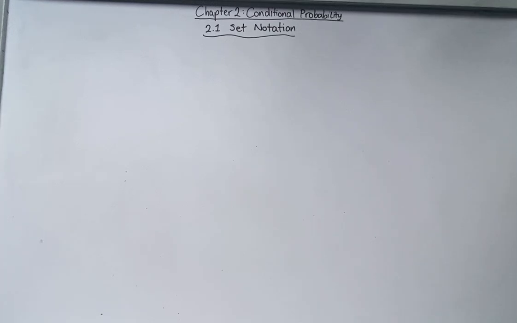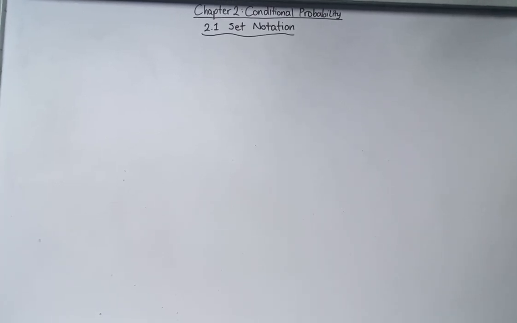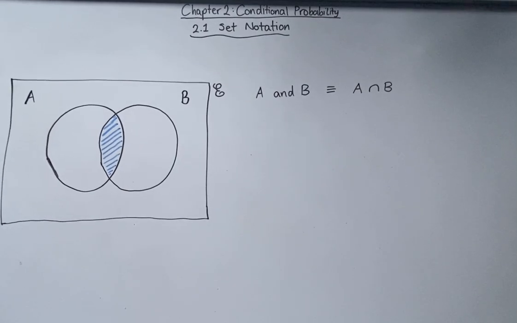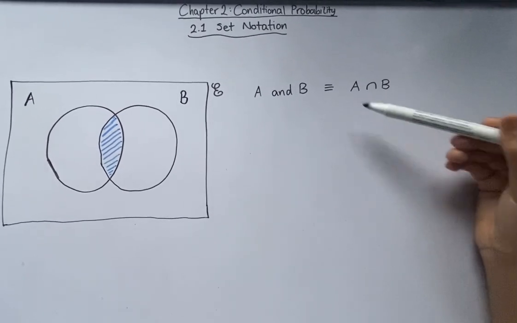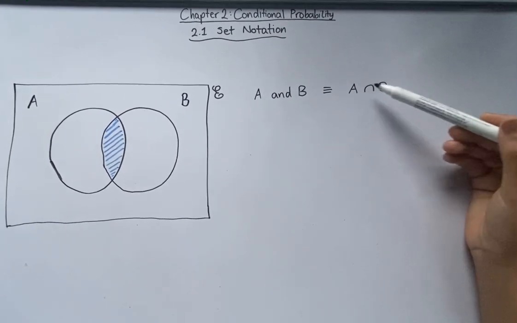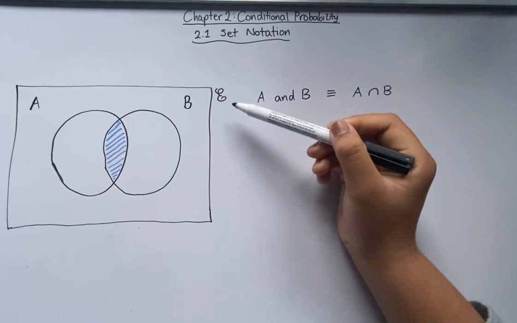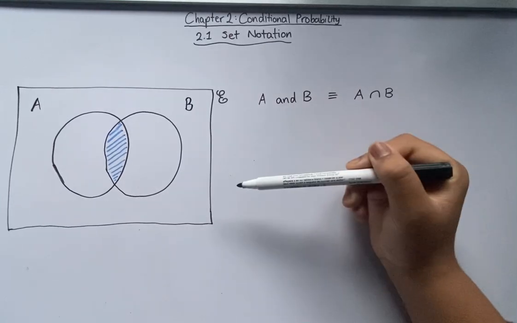Chapter 2, Conditional Probability. Lesson 1, Set Notation. You can use set notation in sample spaces to describe events and simplify probability statements. The event A and B can be represented as A intersect B. This symbol is a symbol for intersection. This symbol is used to reflect the entire sample space.